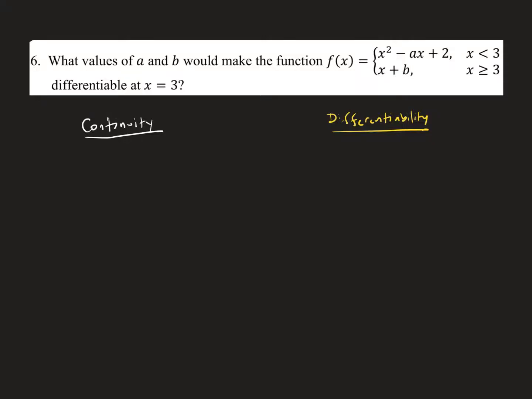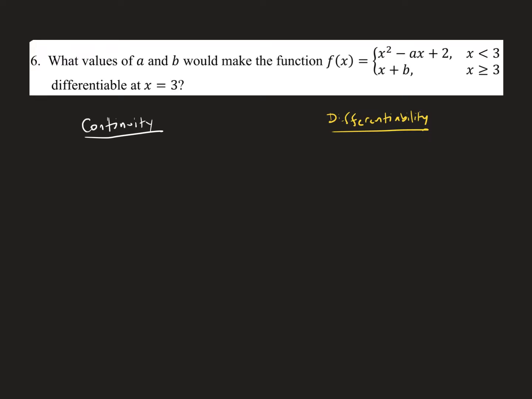Okay, so this is problem number 6 from the section 2.6 notes that we didn't get to in class. It asks what values of a and b would make this function differentiable at x equals 3. So we're going to follow the same process we did for problem number 5, where we check for continuity and differentiability. We'll start with continuity.